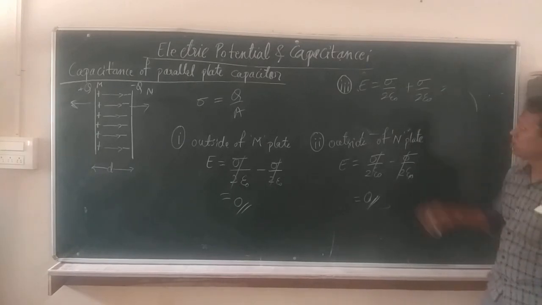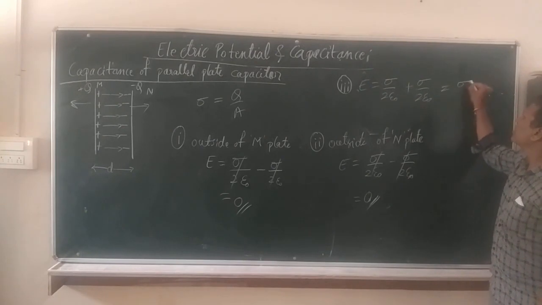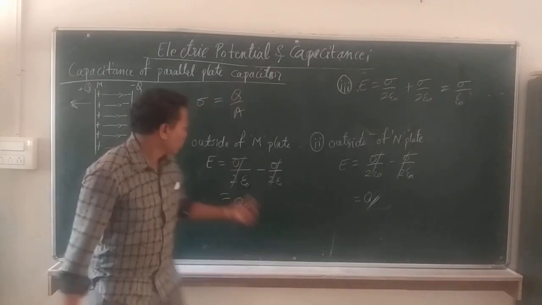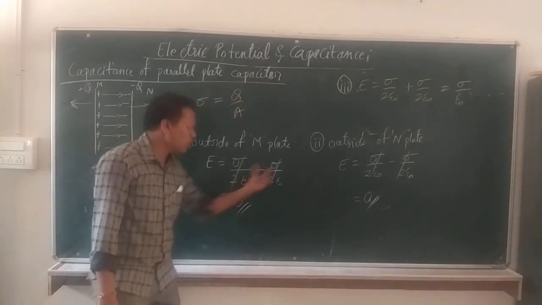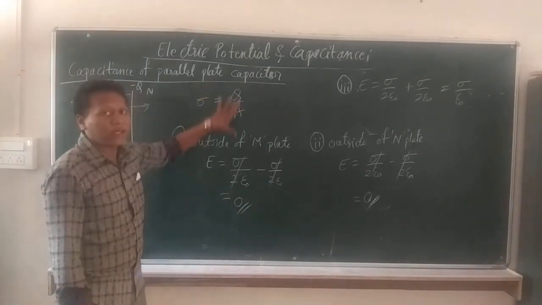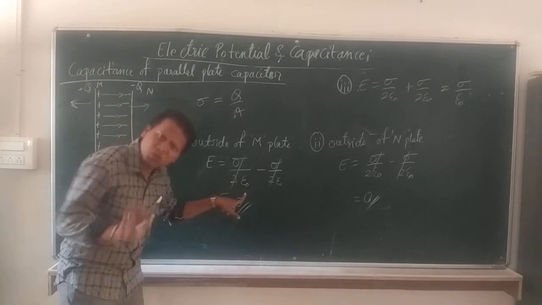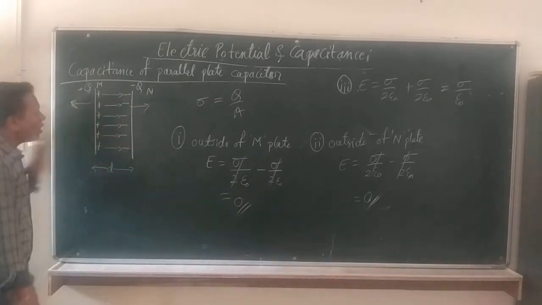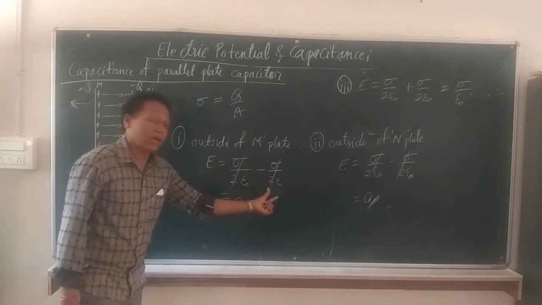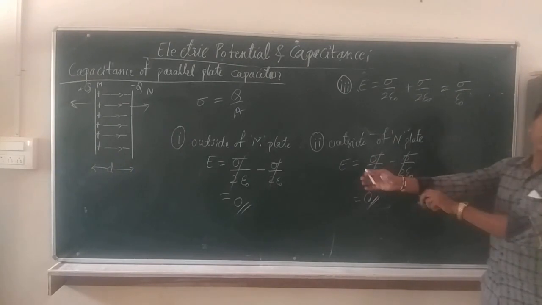What will we get here? Sigma by 2 epsilon naught plus sigma by 2 epsilon naught is nothing but sigma by epsilon naught. Now you may ask me, sir, why did you take sigma divided by 2 epsilon naught and sigma divided by 2 epsilon naught? What is the total charge density? Q by A. What is the electric field formula through Gauss law? Sigma by epsilon naught only. But they are separated into half portions, no? So we have to take it as 1 by 2, 1 by 2, half. And here also we have to take it as 1 by 2 and 1 by 2.